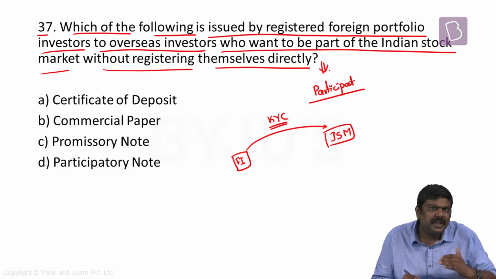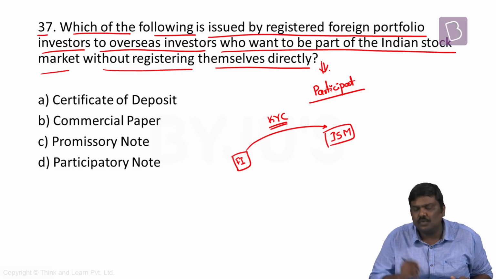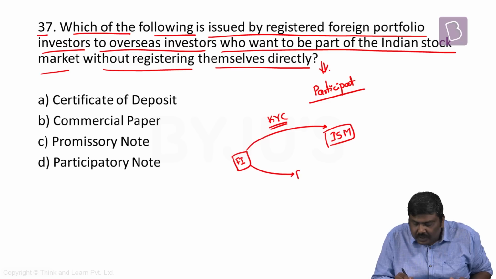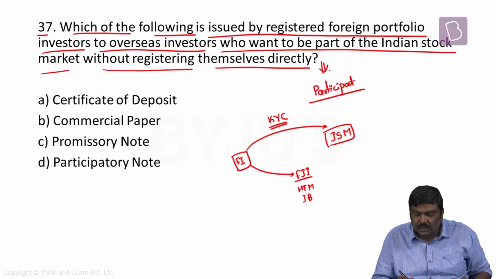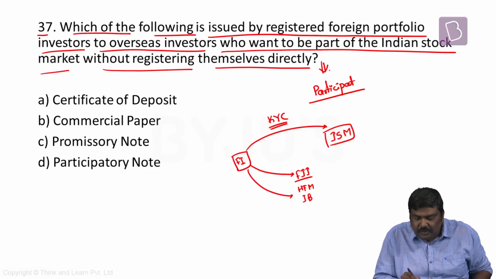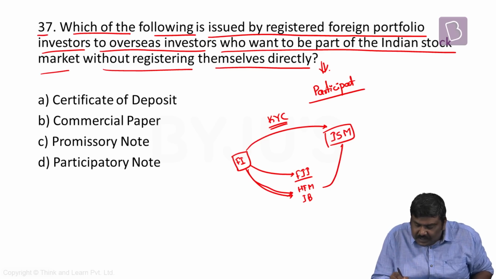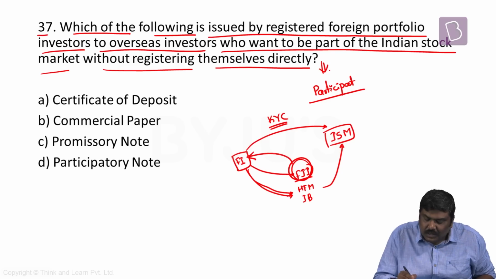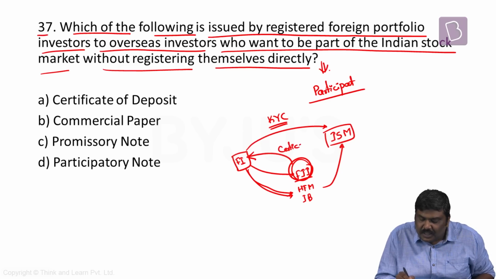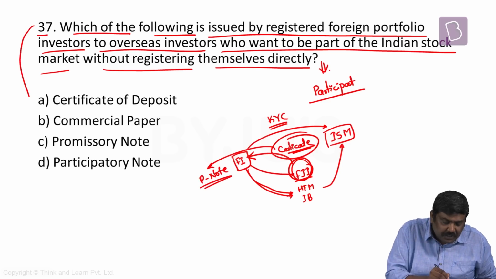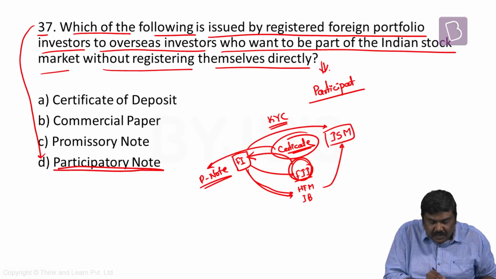For whatever reasons, he doesn't want to come under KYC norms. So what will he do? He will approach a foreign institutional investor, such as a hedge fund manager or investment banker, and so on and so forth. Once he approaches them, he will provide the money to them to be invested in the Indian stock market. And in return, this particular FII will issue a certificate or a security of sorts. This particular certificate is nothing but a promissory note. So the right option for question number 37 will be option D, participatory note.